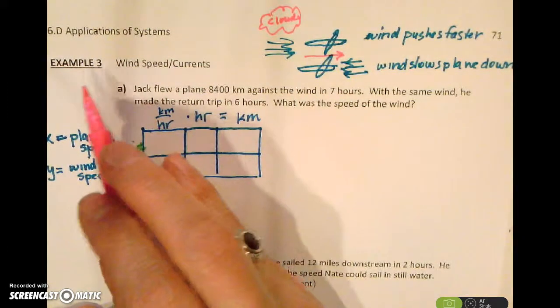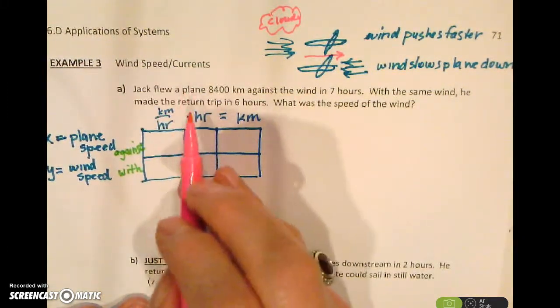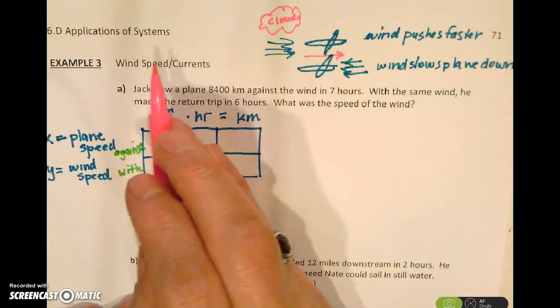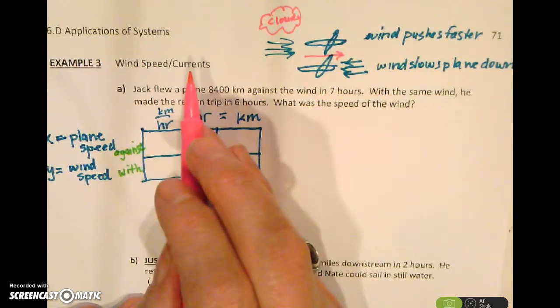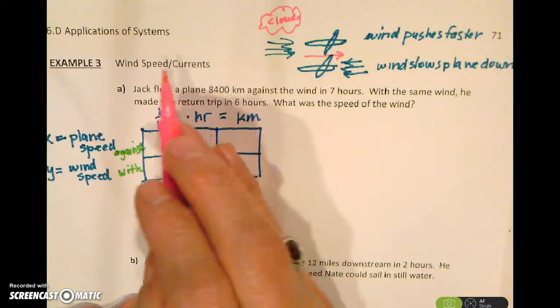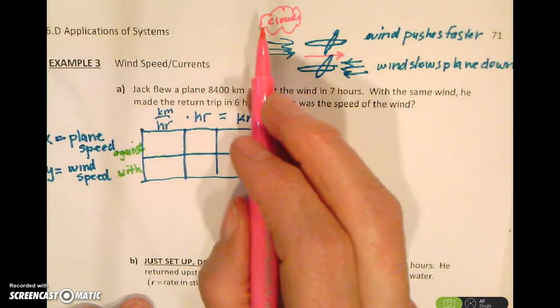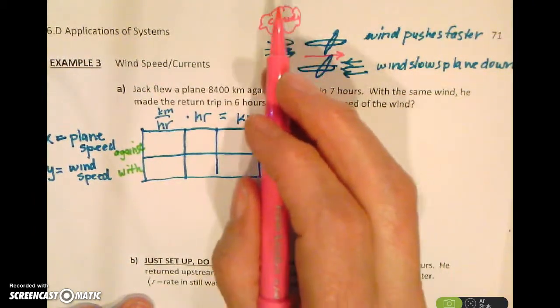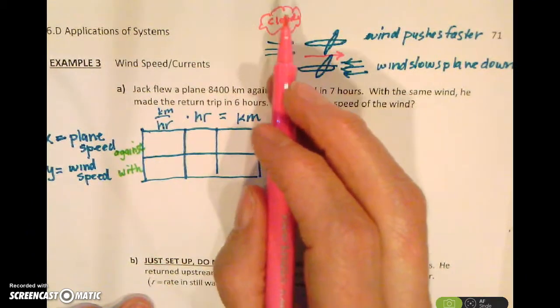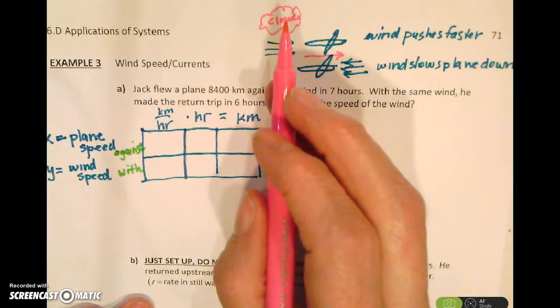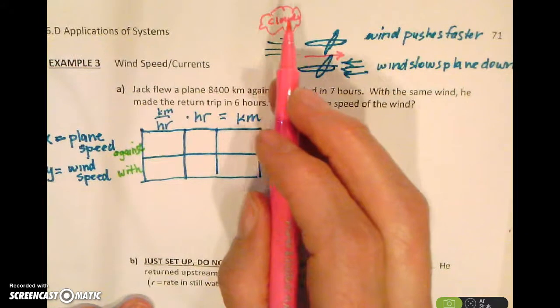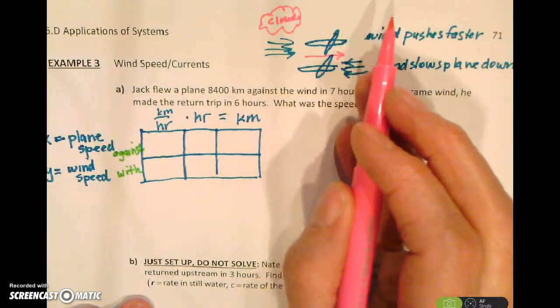Example 3 talks about a new kind of distance problem. It's with wind speed and currents. It's maybe a little bit of a difficult concept, but let's talk about it this way. If you ever looked up in the sky and you see clouds, they usually just sit there. But sometimes when it's very windy, you can see those clouds move across the sky.